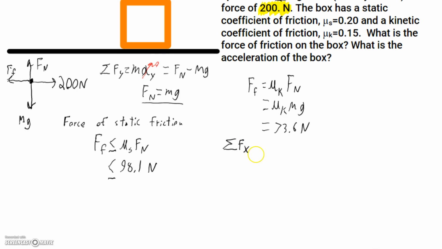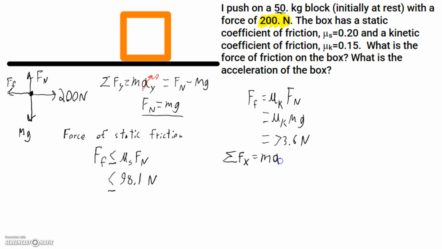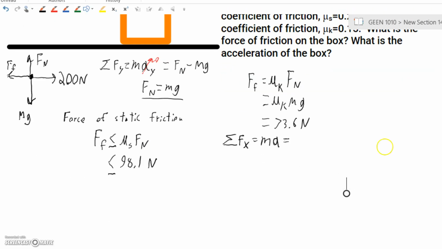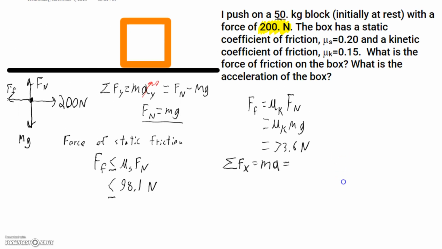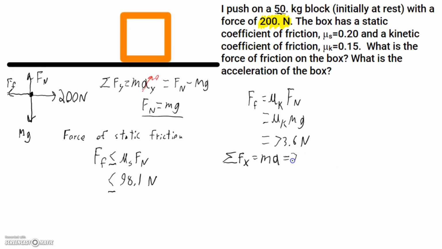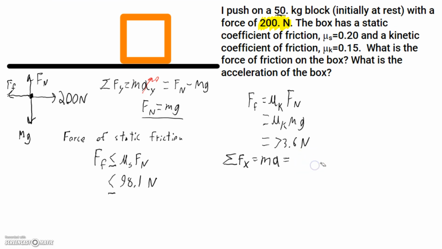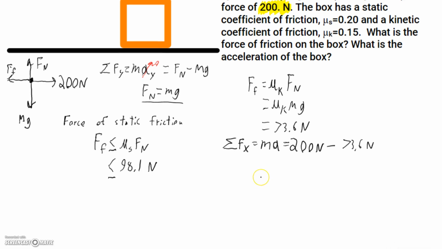So then, if we write the sum of the forces in the x direction, that's equal to mass times acceleration. This time, our block is accelerating because we have exceeded the static friction, and so we can't say this is equal to 0. We can say that it's equal to our 200 Newton force minus the force of friction, which we said in this case is 73.6 newtons. If we plug in our 50 kilograms for our mass, we can then solve this.